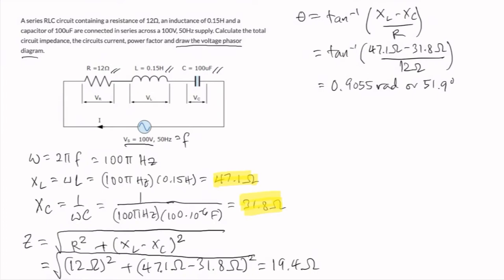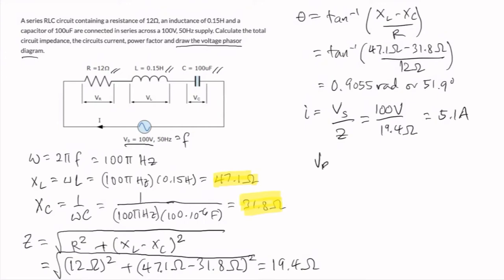Now we can solve for the current. The current is easily solved from this equation, V sub S over the impedance. Since V sub S is 100 volts and the impedance is 19.4 ohms, the magnitude of the current is 5.1 amperes. We can now solve for the voltage across each of the circuit elements.